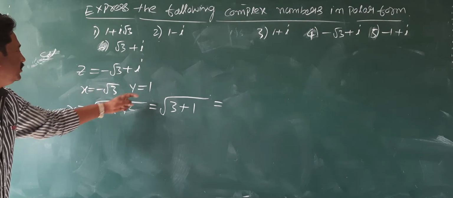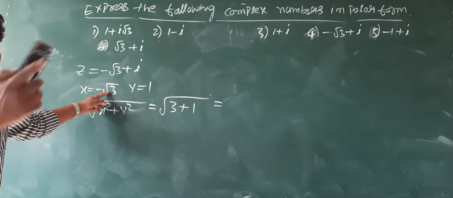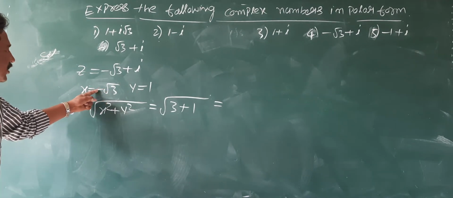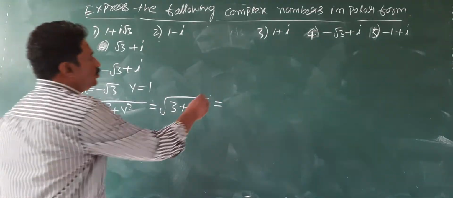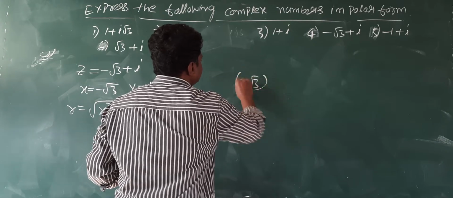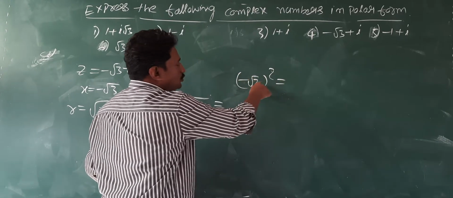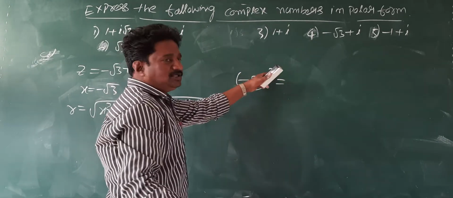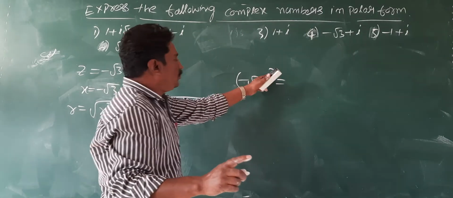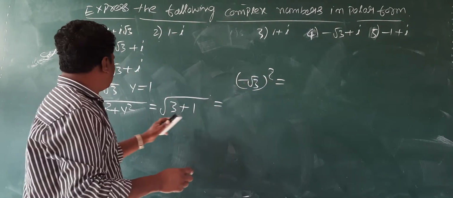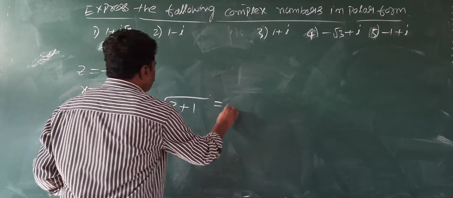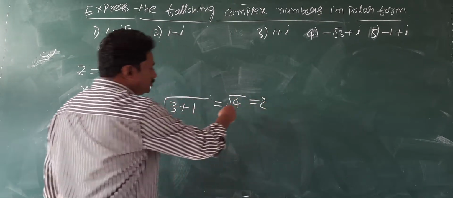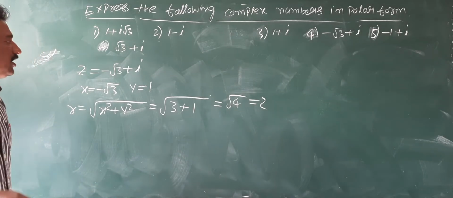y is 1. How much is minus root 3 whole square? Minus square is plus, root 3 whole square is 3. You know that. 1 square is 1. So 3 plus 1 is 4, so root 4. Root 4 means 2. Now find out theta value.